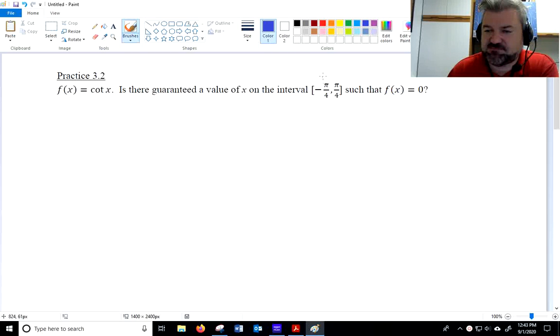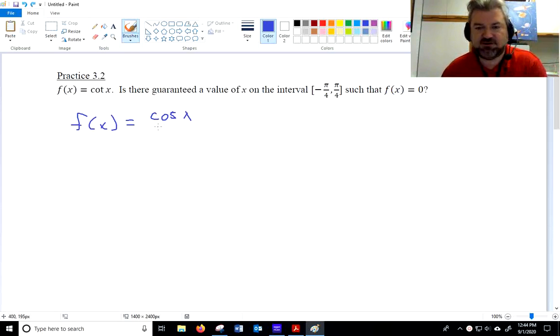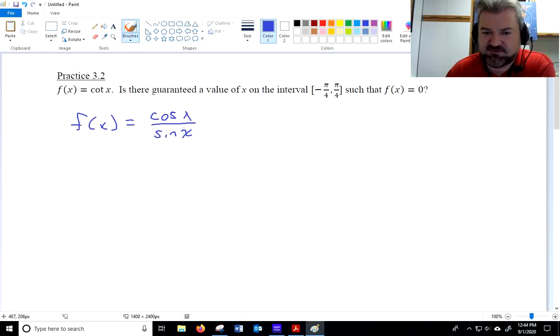Okay, so I'm looking at the interval from negative pi over 4 to pi over 4. F of x is cotangent of x, which is the cosine of x over the sine of x. So we have division here. Anytime we have division, we know there's a possibility that we could divide by 0. So we need to see, is there ever a time when the sine of x is equal to 0 on this interval? Well, the sine of x does equal 0 when x is 0. So I'm going to say f is not continuous on the interval from negative pi over 4 to pi over 4.